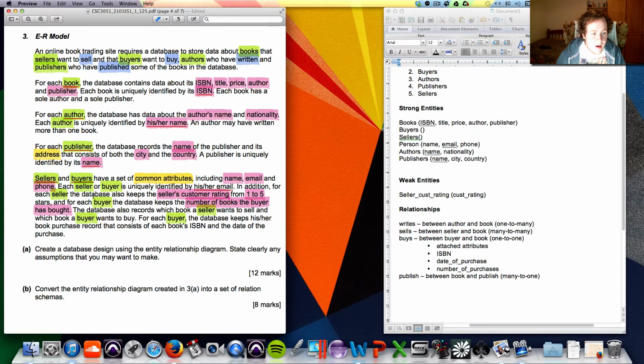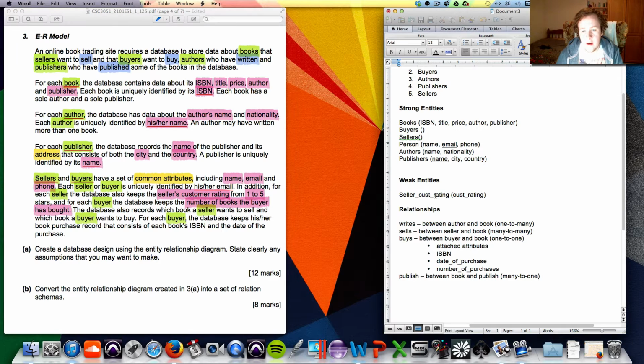In addition to each seller, the database also keeps information on the seller's customer rating from 1 to 5. So whenever I saw seller's customer rating, that seems to me like it would be a weak entity set, because a seller's customer rating can't exist without a seller. So I was thinking of modeling that as a weak entity set, and I put that down here.